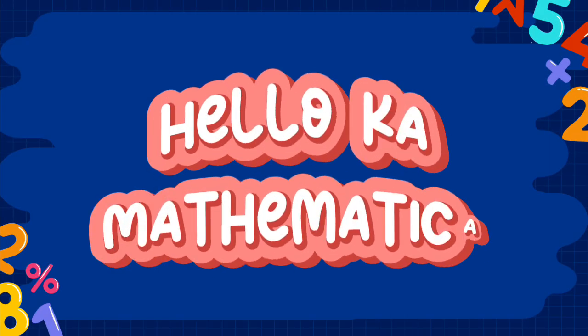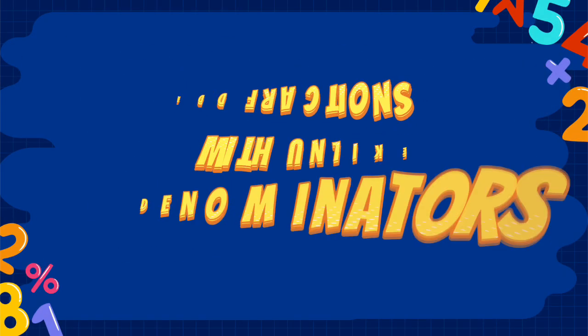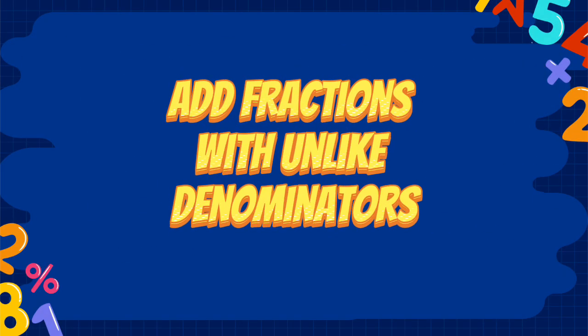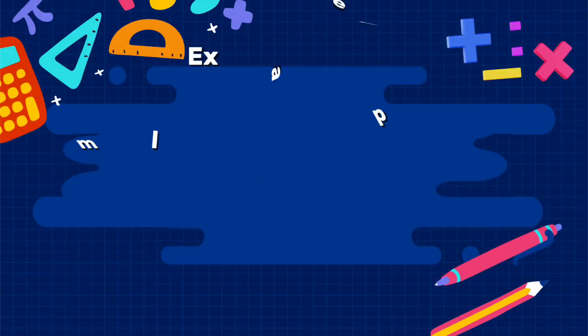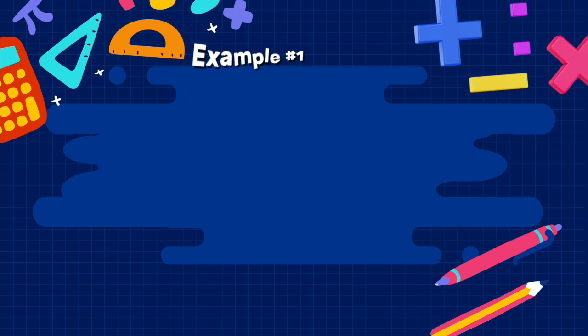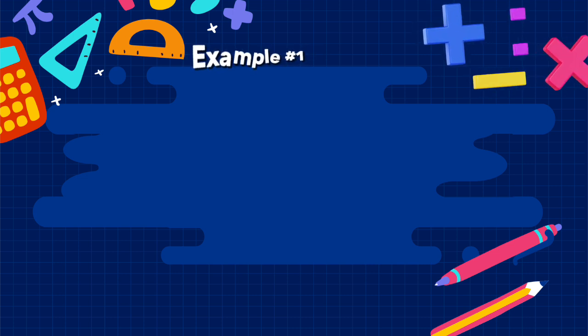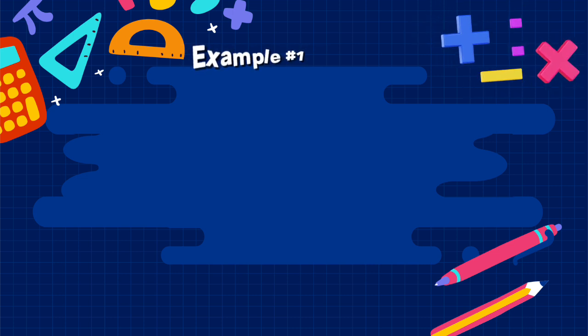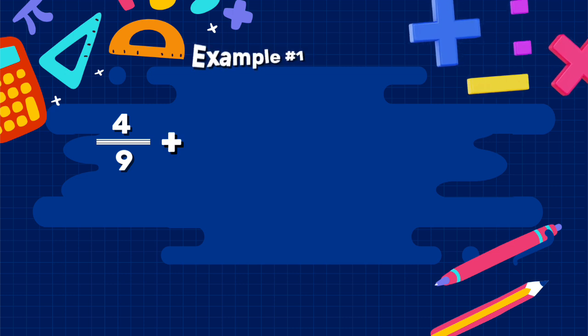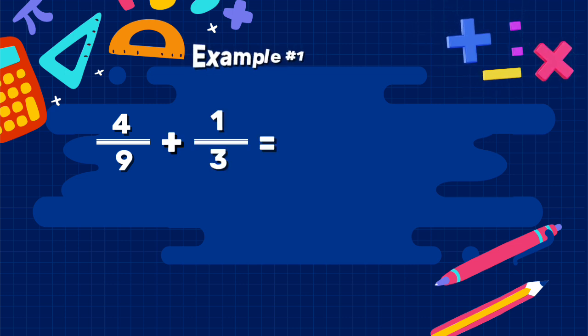Hello Mathematica! In this video, I'm going to cover how to add fractions with unlike denominators. So, let's jump into our examples, starting with number 1, where we add 4 over 9 plus 1 over 3.